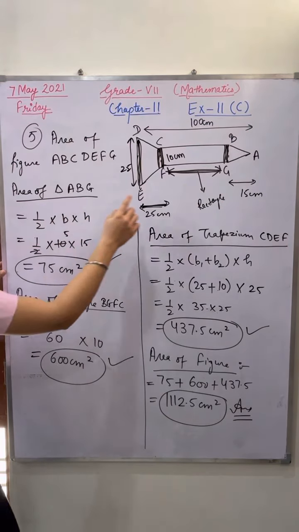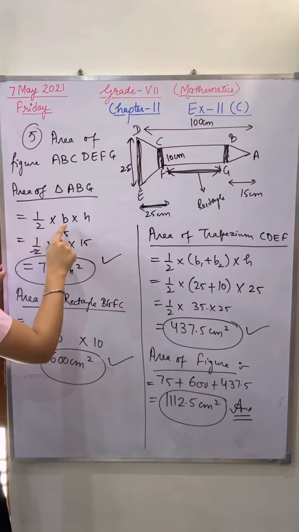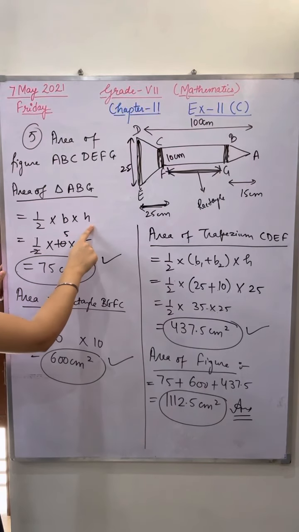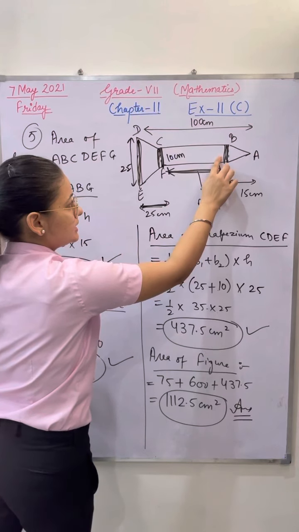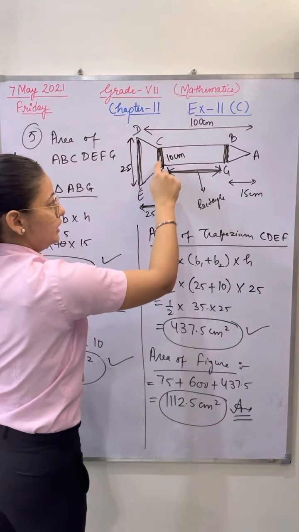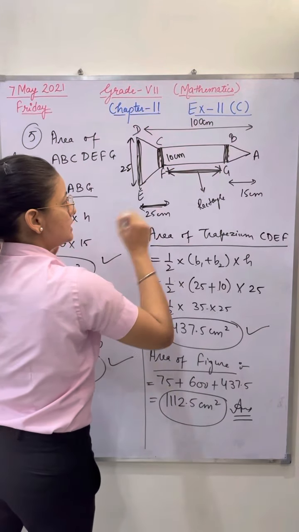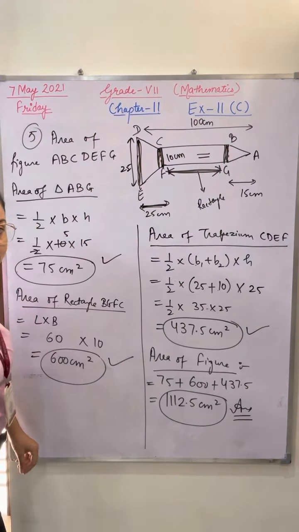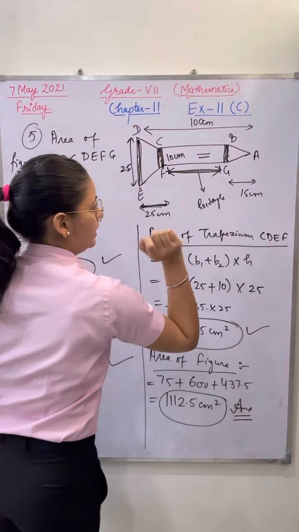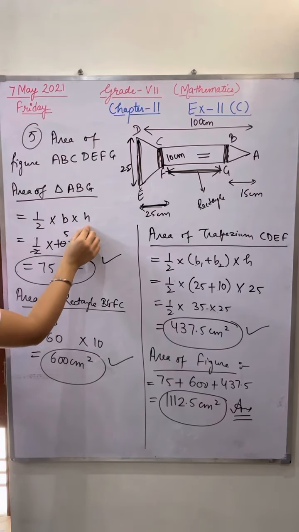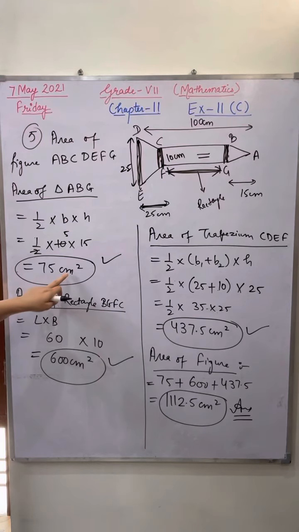Now area of triangle ABG. Area of a triangle is always equal to half into base into height. This is a formula. So the base is BG. BG is equal to CF. Whatever CF is, that is BG. So CF is given, which means CF and BG are both equal. And height is given, that is 15 centimeter. So you can write here height and base 15 and 10 and cancel it, the answer will be 75 centimeter square.